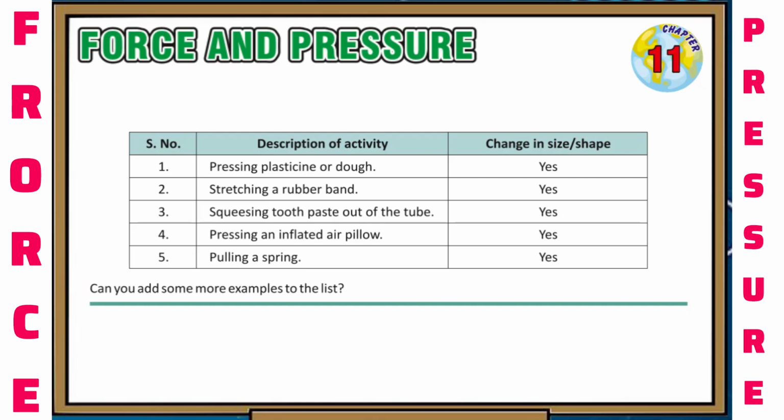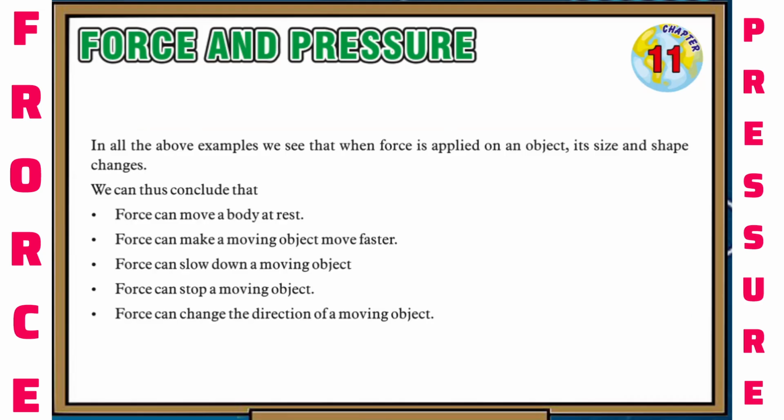So now let's see. Here you can see the table in which you can see the observation. First, read the description of the activity and then see the change in size or shape. First, pressing plasticine or dough. Yes, change in size and shape is present. Next, stretching a rubber band. Of course, the size will change and the shape is also changed. Squeezing toothpaste out of the tube. The change in size and shape will be there. Next, pressing an inflated air pillow. Changes? Yes. Next, pulling a spring. Of course, changes will be there. Now, can you add some more examples to the list? This is your activity you have to do.